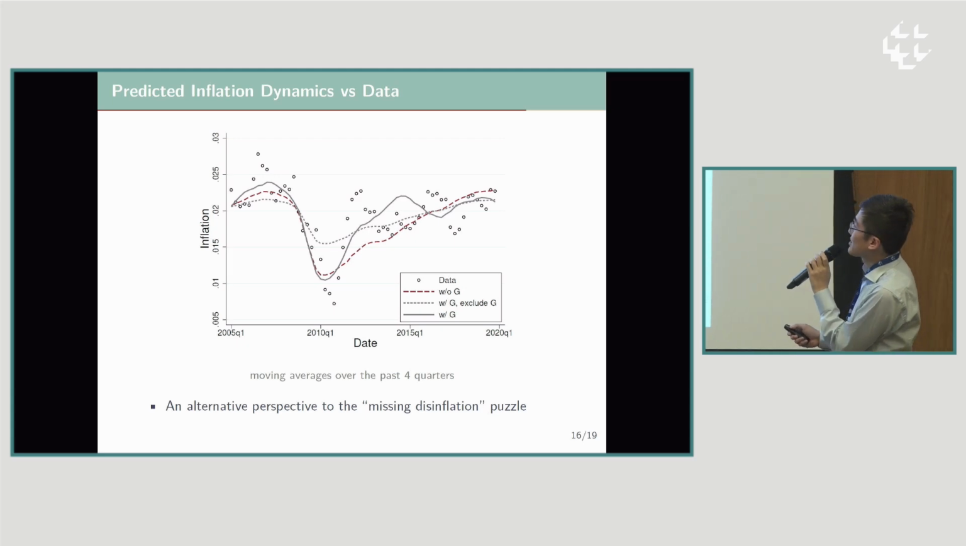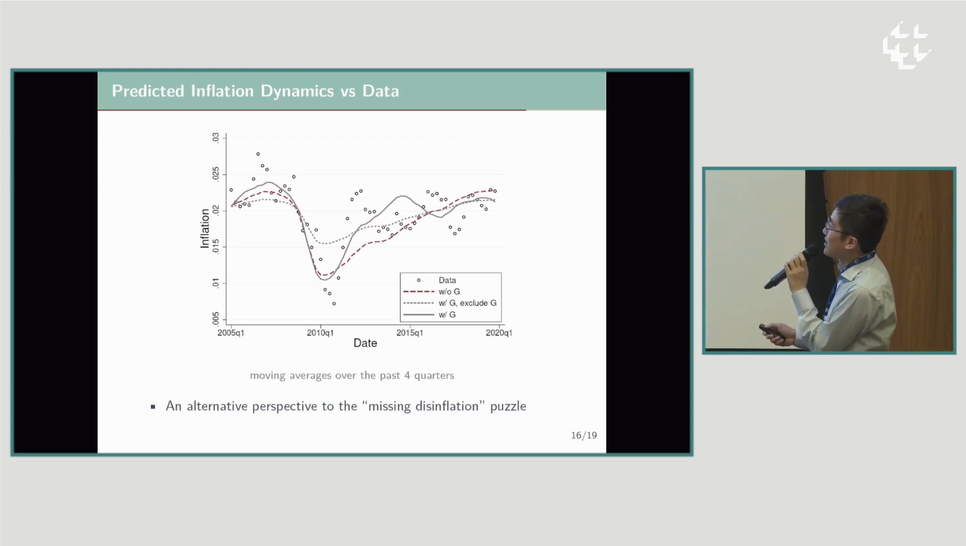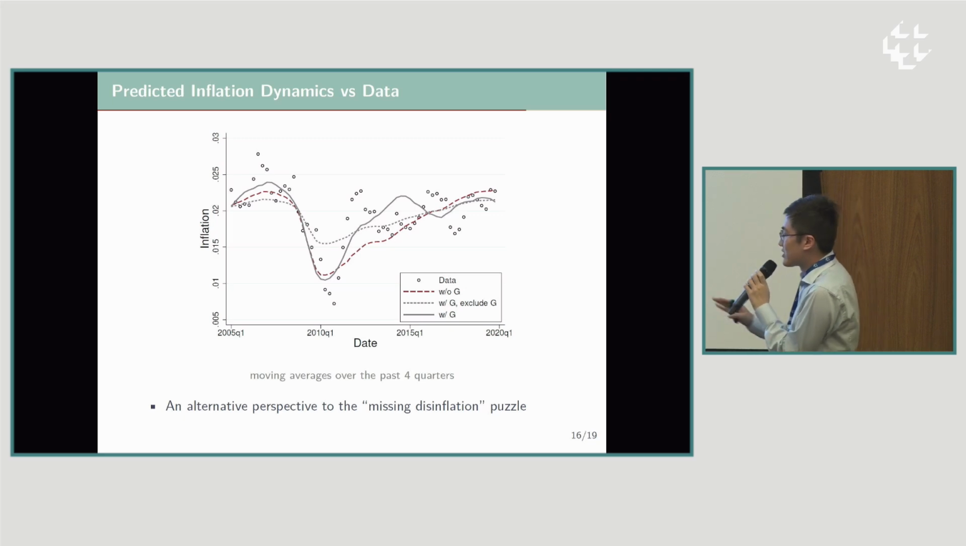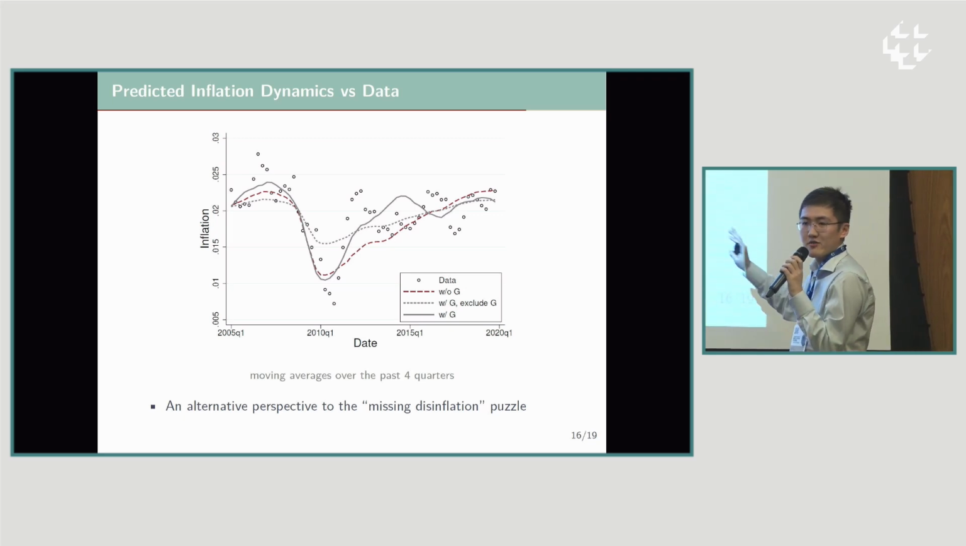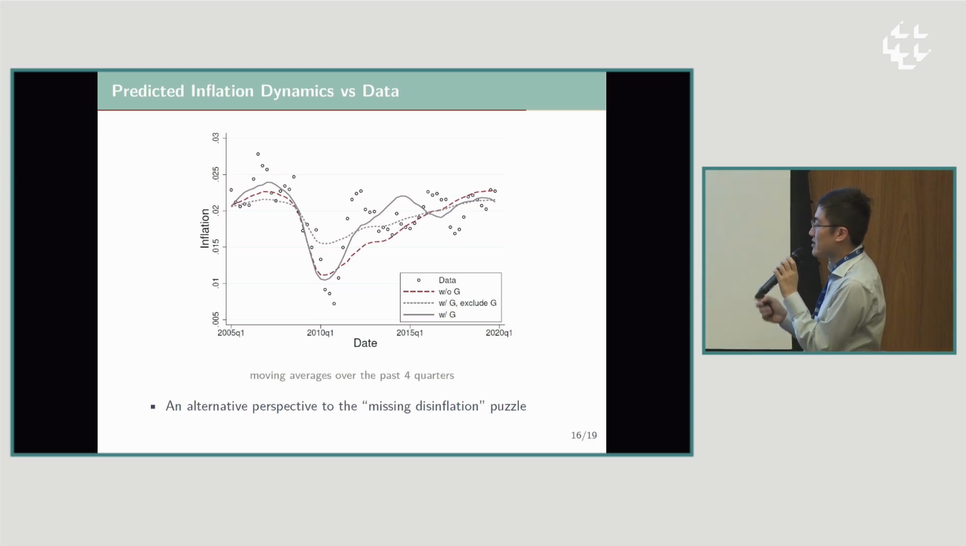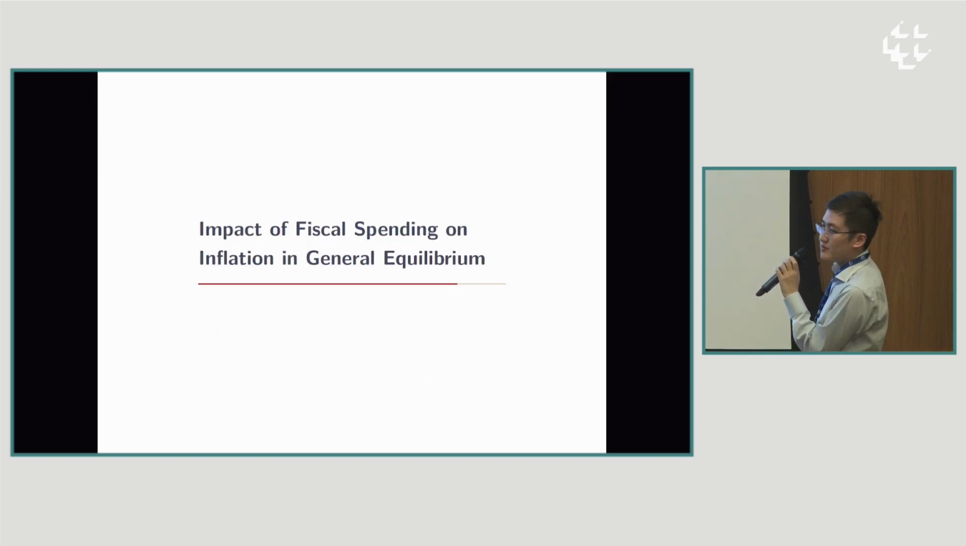So you see that in this case, on the one hand, it has a pretty good fit with the dip in the inflation during the recession, and afterwards it's much higher compared with the case where you do not include G in the prediction, and also much closer to the data. So that's the reason why we say that by considering government expenditure, it provides an alternative perspective on the missing disinflation puzzle in the literature.